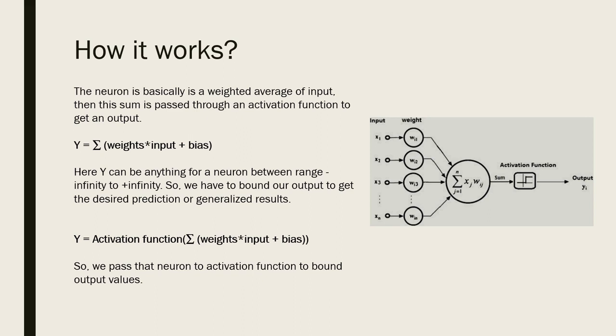So the activation function is an important part of an artificial neural network. They decide whether a neuron should be activated or not, and it is a nonlinear transformation that can be done on the input before sending it to the next layer.